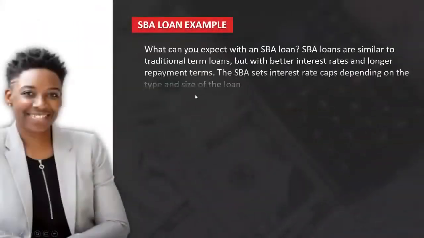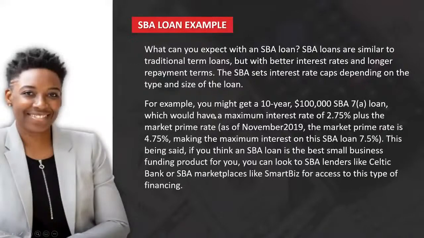The basic SBA loan example. Start looking at, again, that 7A loan. This is pretty much the same thing, just like a traditional small business loan. Same thing from a term basis. Usually a 10-year loan. I had got a 10-year, $150,000 loan, and they're looking at the maximum interest rate. They have that market rate plus prime, and I think I was around about 7%, something like that. And it's going to fluctuate a little bit because the market prime rate does change.